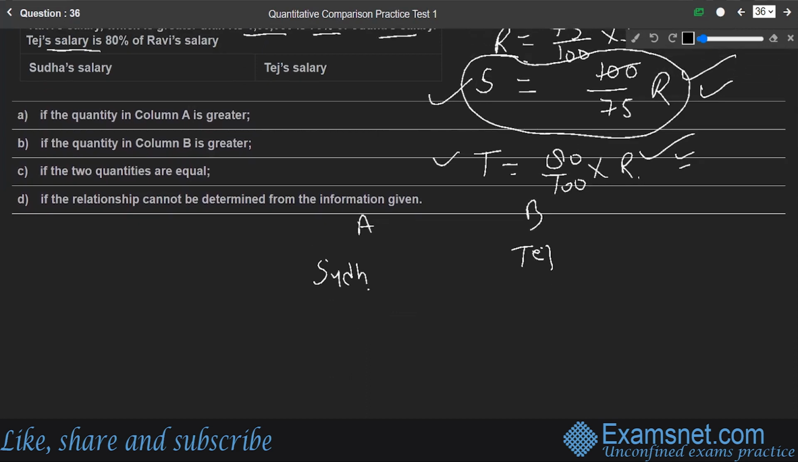If we solve this further, 100 by 75 can be written as, 25 fours are 100 and 25 threes are 75, so 4 by 3, that is nothing but 1.33. So column A has a value of 1.33. What does column B have? So 80 by 100, 20 fours are 80, 20 fives are 100. So it is 4 by 5. 4 by 5 value is actually equal to 0.8. So which value is bigger? Obviously option A is right because the quantity available in column A is greater than the quantity available in column B. So option A is the right answer.